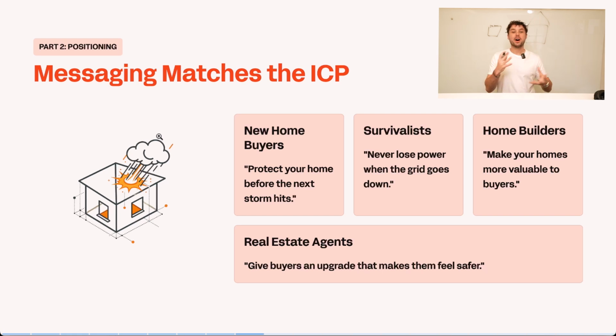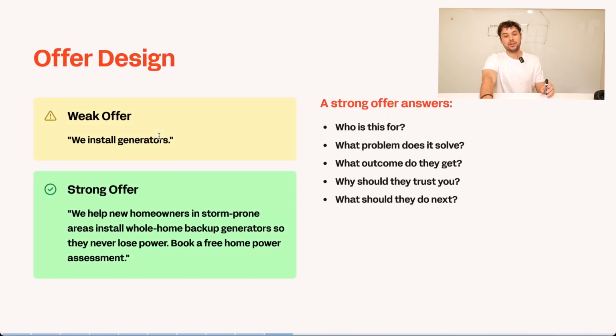So again, this is why I really want to go through this with you guys, because it's the exact same service. You're installing generators into homes, but there are 4 completely different ways to sell it through your messaging based off the ICP you're targeting, okay? So this is very important for you to understand, and that is that your offer and how you design your offer is critical, okay?